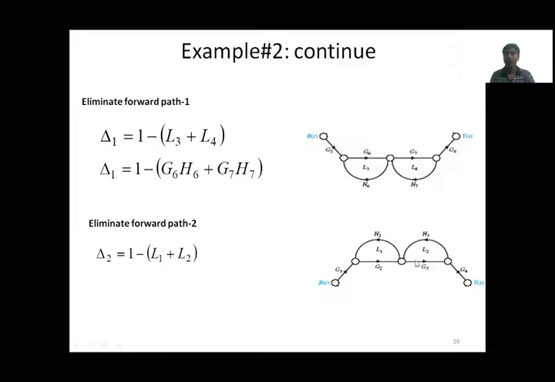Now, what are the loops that exist in this after removing the second forward path? We have L1 and L2. This L1 and L2 are not touching the second forward path. That is the meaning. Therefore, delta 2 is equal to 1 minus of L1 plus L2. After substituting L1 and L2 values, we got like this.